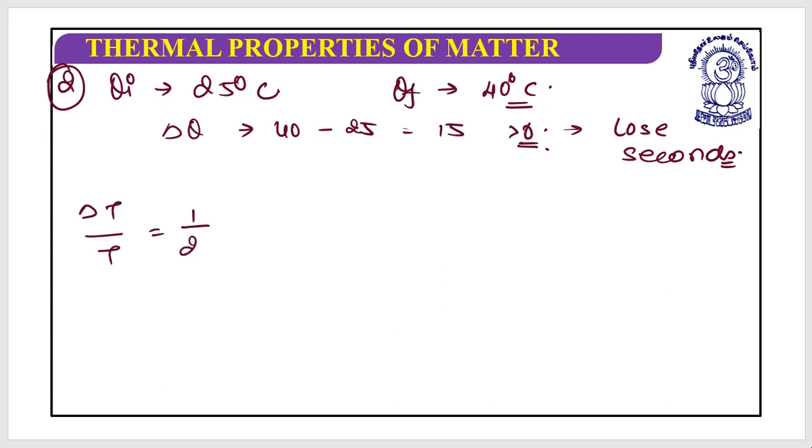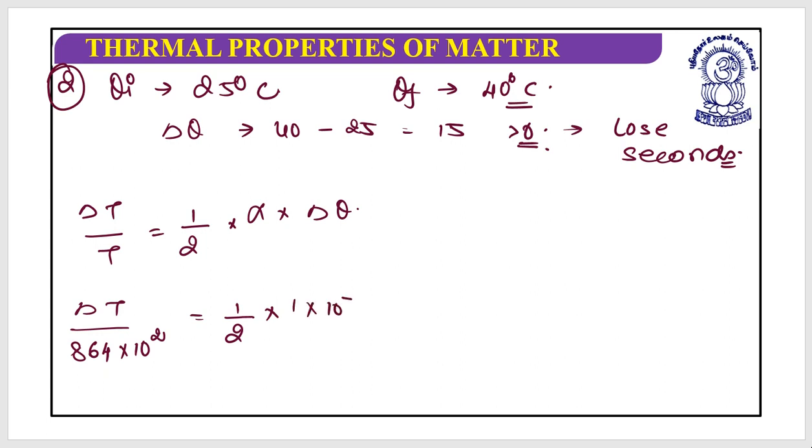This is equal to 1 by 2 multiplied by alpha into delta theta. This delta t by 864 multiplied by 10 square. This is equal to 1 by 2 multiplied by alpha. This alpha could be written as 1 into 10 to the power minus 5 into delta theta, which is equal to 15.